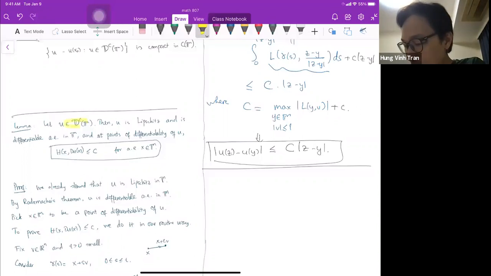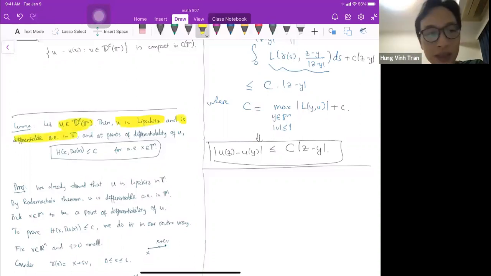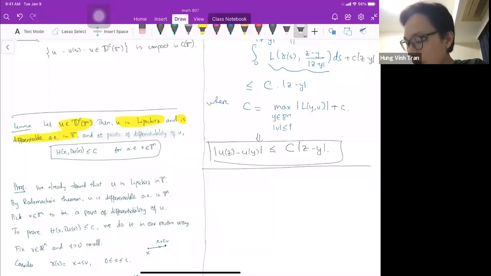Okay. Again, this is the main result for today. We have proved the first part, that u is Lipschitz. That was the first part that we proved. And surely, when it's Lipschitz, it's differentiable almost everywhere by Rademacher's theorem. The second part that I want to prove today is that at any point of differentiability of u, we have this inequality.